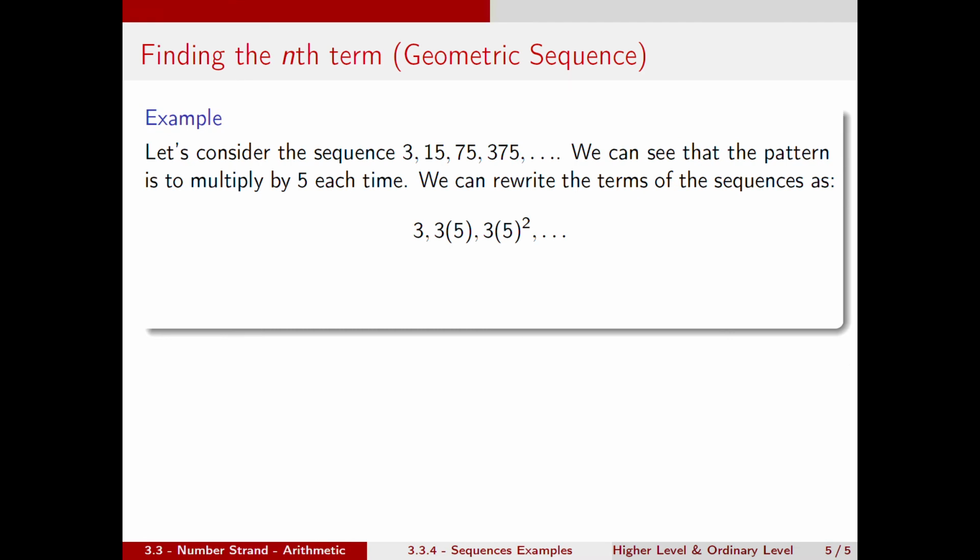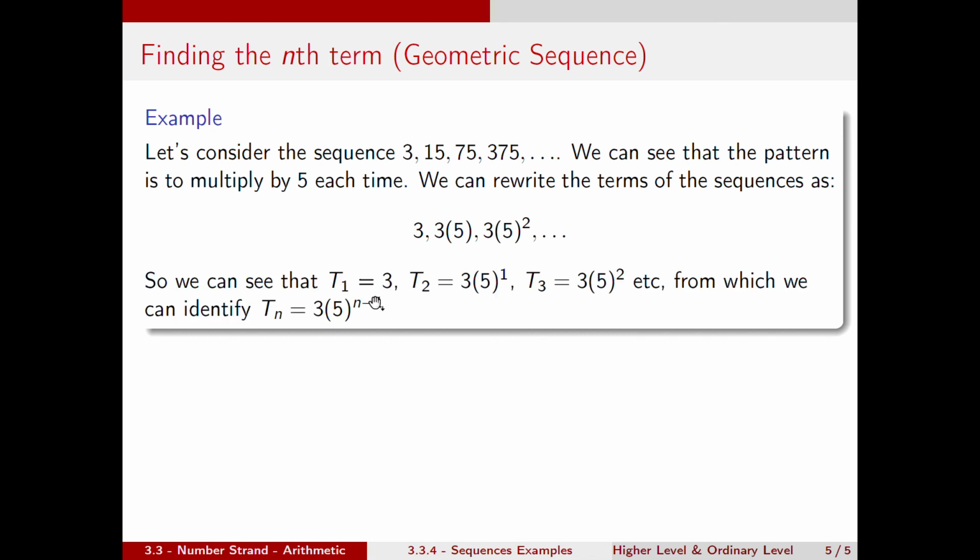We'll look at an example now of a geometric sequence. If we consider the example from the previous video of 3, 15, 75, 375, and so on, we saw that the pattern was to multiply each of the terms by 5 to obtain the new term. So we can rewrite this sequence by factoring out the 5. We will leave the first term as it is, as 3. The next term, which is 15, can be rewritten as 3 times 5. The third term can be written as 3 times 5 squared. 3 times 25 is 75, and so on.